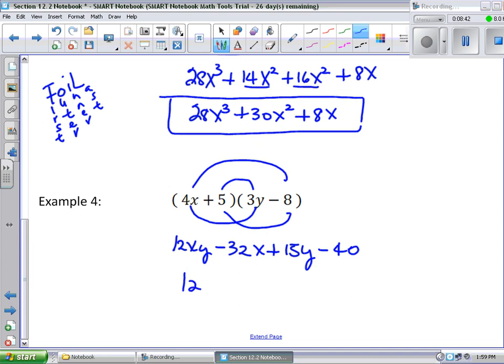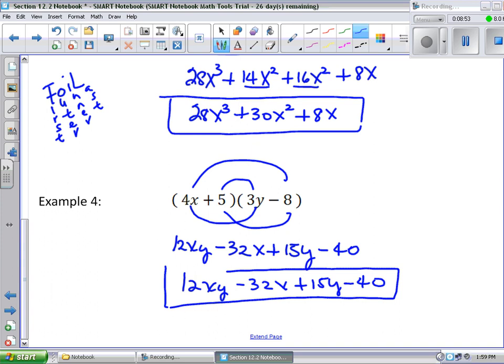So that I will have 12xy minus 32x plus 15y minus 40. I really did not need to recopy that. I was thinking I might have some like terms that I would add together, but I did not.